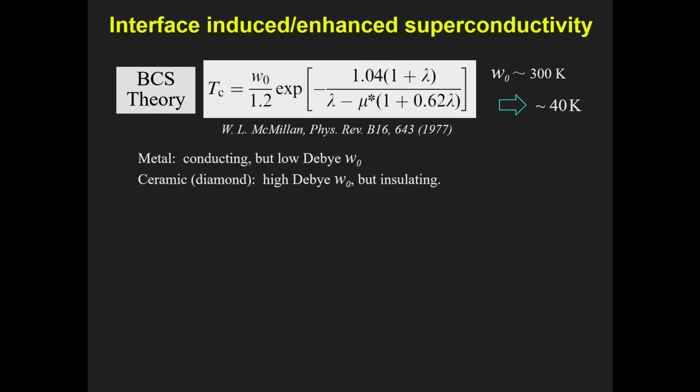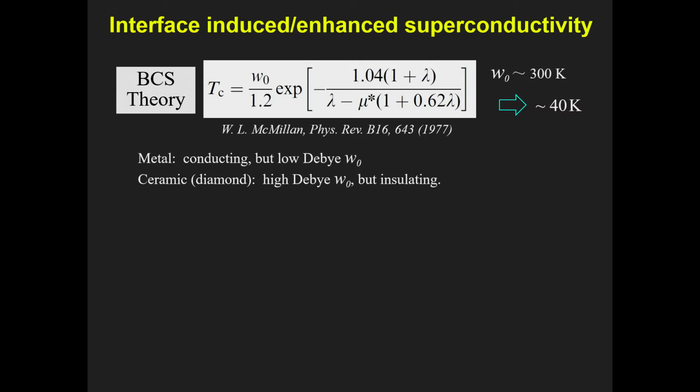Actually, back in 2008, he already proposed that maybe we can use the interface to find a generic approach to find a high TC superconductor. The idea is pretty simple and naive. If you just look at the McMillan formula for BCS superconductors, TC is determined by the Debye frequency and also the electron-phonon coupling strength. For most metallic superconductors, it's conducting, but usually the Debye temperature is very low.